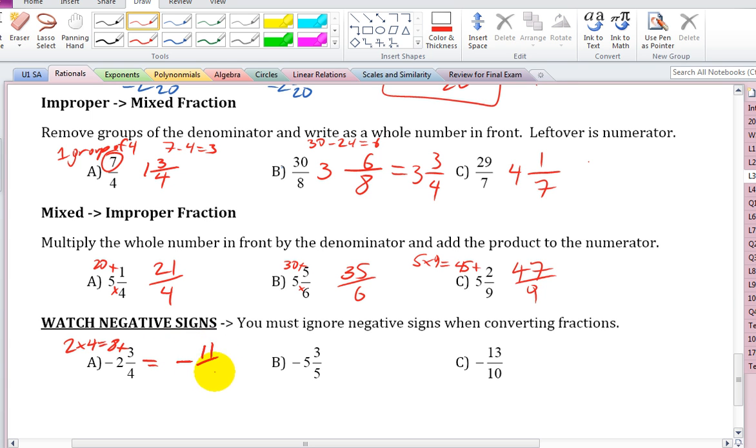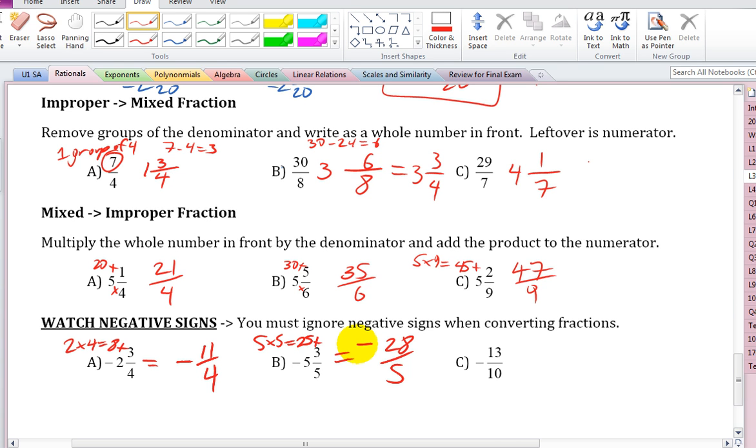Okay, so the first one's negative 11 over 4. Completely ignore the negative sign. Okay, so next one will be 5 times 5 equals 25. Add it to the 3, and I get 28 over 5. And yeah, I got to put a negative sign somewhere. I always think it's a good habit to put your negative sign in the top.